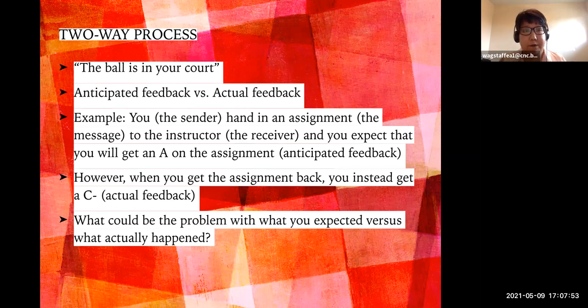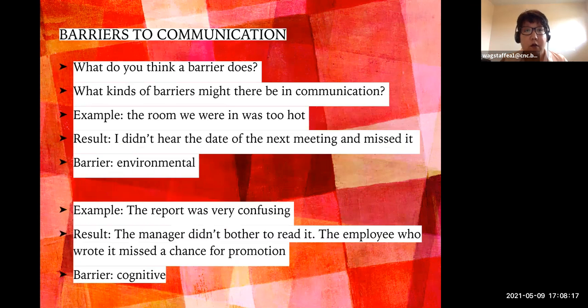So, anticipated feedback, as you can sort of see in this scenario, is what you expect. The actual feedback is what actually happens. In the best case scenario, the anticipated feedback and the actual feedback are the same. However, quite often, anticipated feedback and actual feedback are different. So, how do you figure out what went wrong? So, there are barriers to communication.